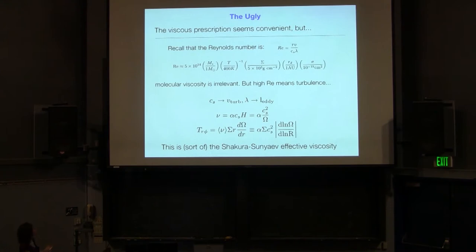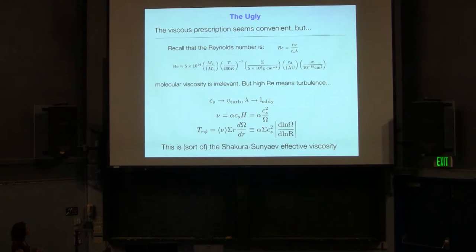And so what we actually typically are talking about is that a high Reynolds flow is turbulent, and if I redo this calculation where I replace the sound speed with the turbulent velocity, and then more importantly, the length scale, instead of having to do with molecular viscosity, it has to do with some eddy turnover length, then I can get something that actually has a reasonable magnitude.